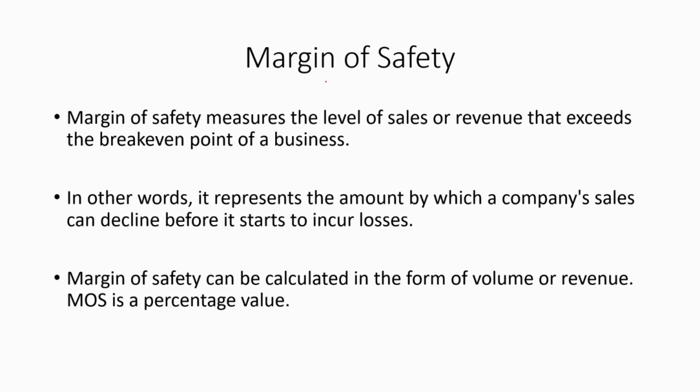Now let's discuss about the margin of safety. Margin of safety measures the level of sales or revenue that exceeds the break-even point of a business. In other words, it represents the amount by which a company's sales can decline before it starts to incur losses. This definition is very important. Margin of safety can be calculated in the form of volume or revenue. Margin of safety is a percentage value.